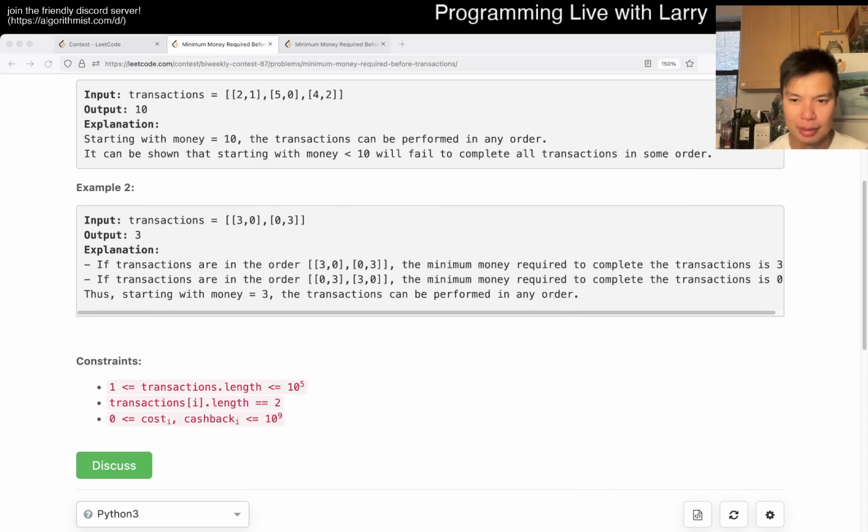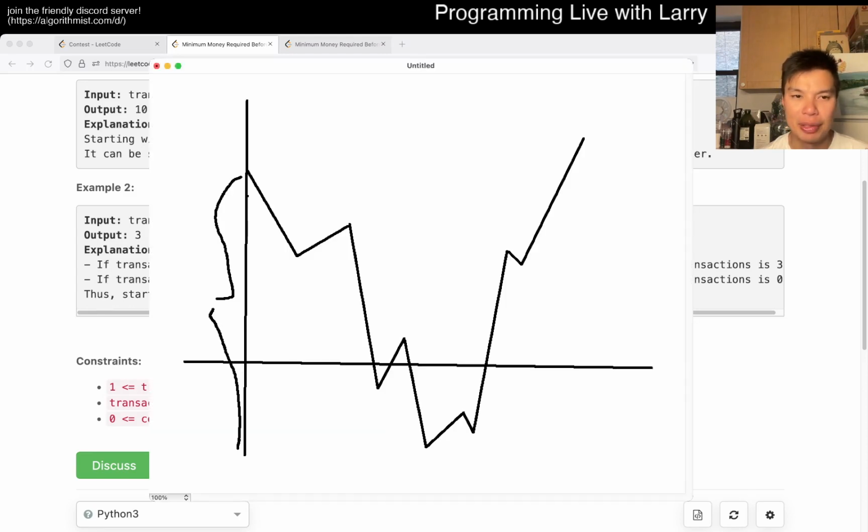But, and another way to think about this, and I drew this in a very exaggerated way because, oh, why am I drawing with the mouse? I was wondering why things feel so weird.